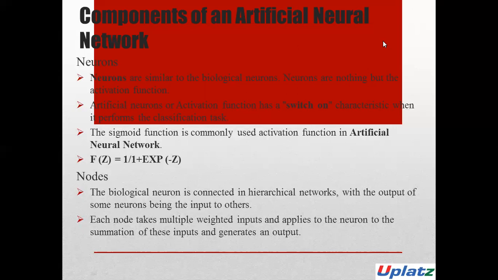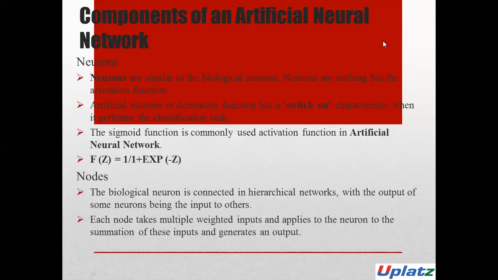It is given by f of z equals 1 divided by 1 plus exponential of -z. So this is the function given in the artificial neural network.